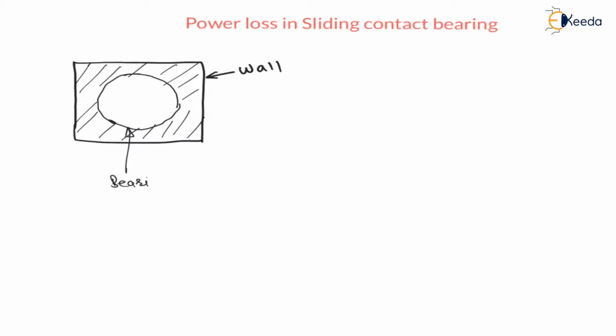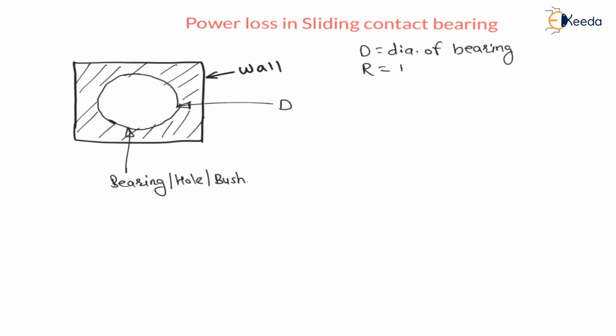This becomes a bearing, or we can say it is a hole, or we can say it is a bush. Now let us say this hole or bearing has diameter capital D. Therefore capital D is the diameter of the hole, bearing or bush. Therefore capital R, which is diameter divided by 2, is the radius of the bearing, bush or hole.